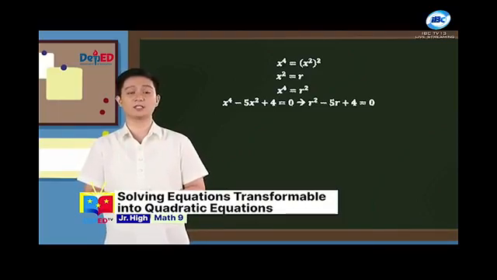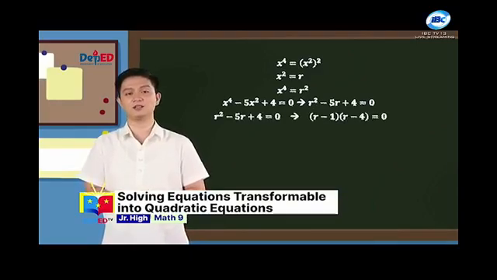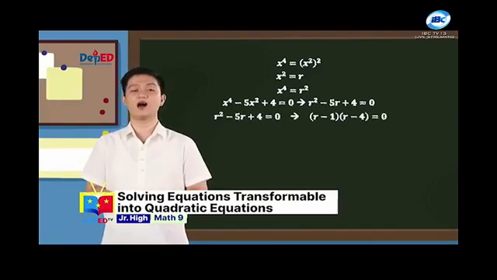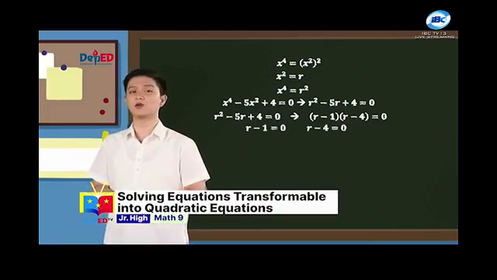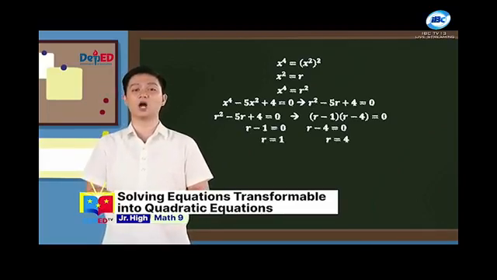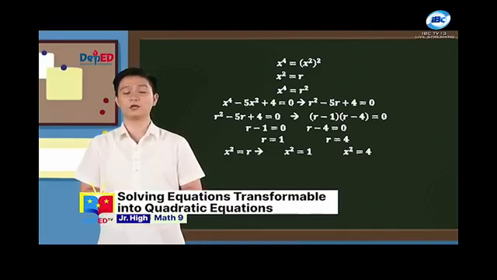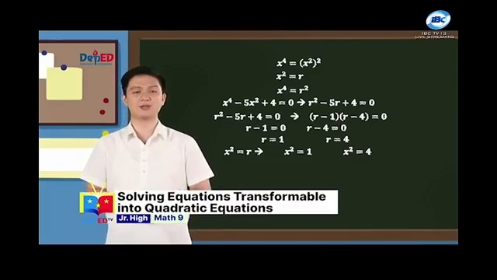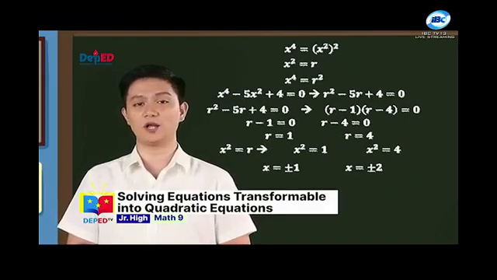And this equation can be solved by factoring and can be expressed as the equation r minus 1 times r minus 4 equals 0. Equating each factor to 0, we must get that the values of r are 1 and 4. By substitution, we have the equations x squared equals 1 and x squared equals 4, which can be both solved by extracting square roots. Hence, the values of x are positive or negative 1 and positive or negative 2.